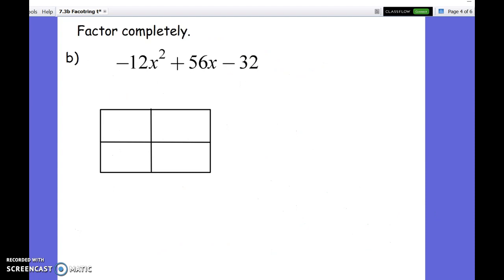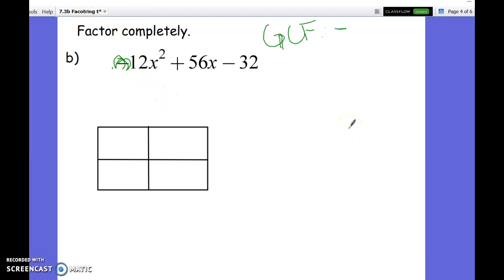Let's try another one. So we have negative 12x squared plus 56x minus 32. So remember, we're going to start off looking at that greatest common factor, and then we are going to use our box method to factor our trinomial. Well, since there's a negative out front, you never want to have a negative out front, so I'm going to factor a negative out. And negative is going to be part of my GCF. I never want a negative leading coefficient.